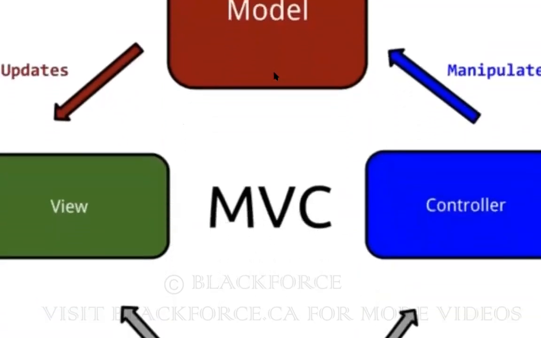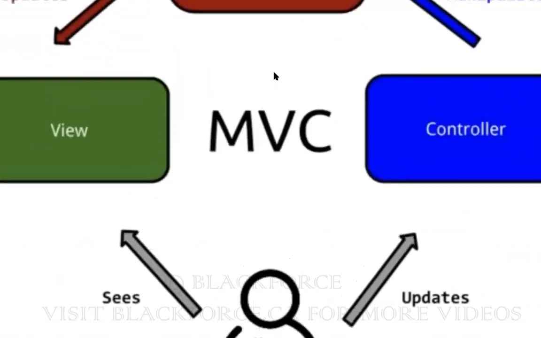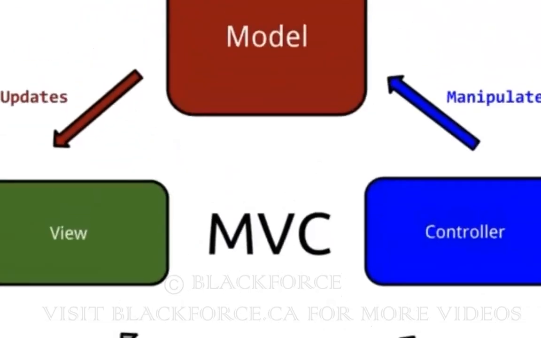Let me see if this explains it better, right? Okay, I don't have an image. So for example, this is the user. The user sees the view, right? When the user sees the view, the user makes a request to the controller, the controller manipulates the model and updates the view. So I think this is a little bit more easily descriptive, right?